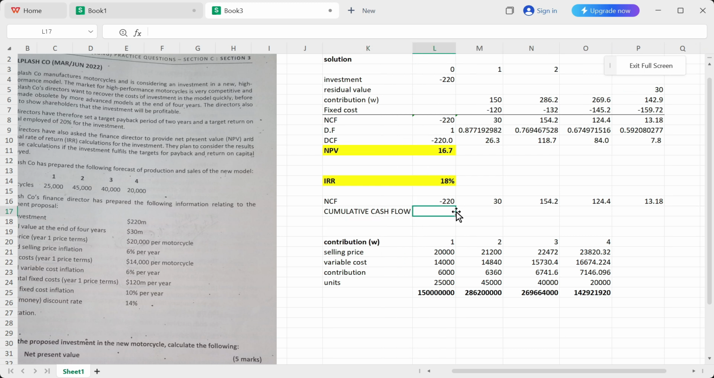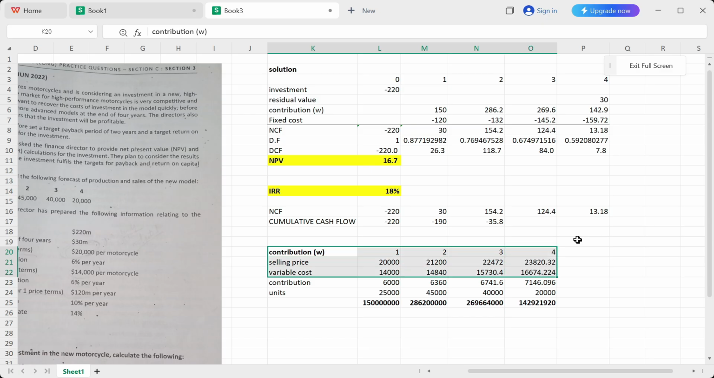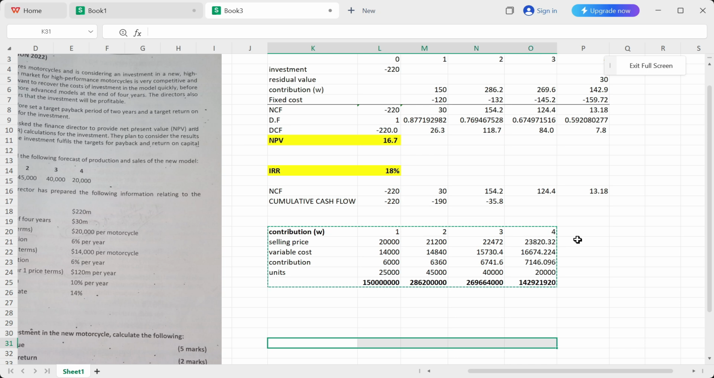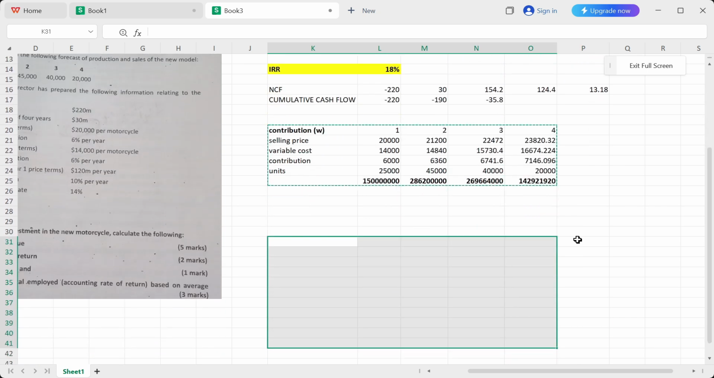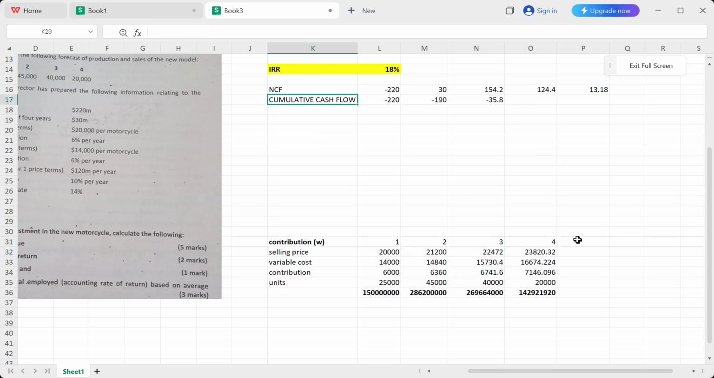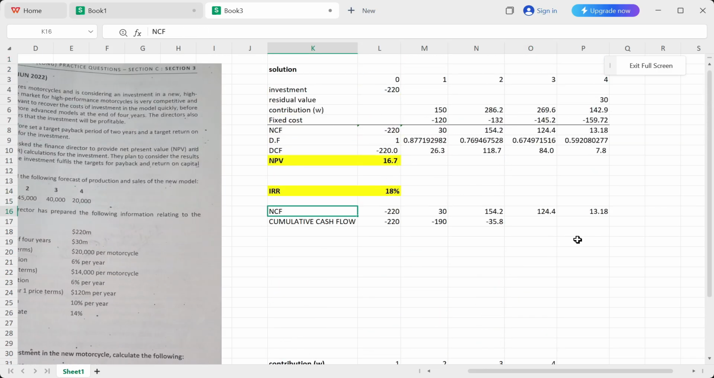If you remember from our classes, how do you get your cumulative cash flow? The first one is just the copy paste. The second one you can get by adding minus 220 with 30. Then minus 190 with 154.2, then minus 35.8 with 124.4. Let me just move these a little bit over here so that we can have space to calculate our payback period. All right, so now we have our net cash flows and our cumulative cash flows.